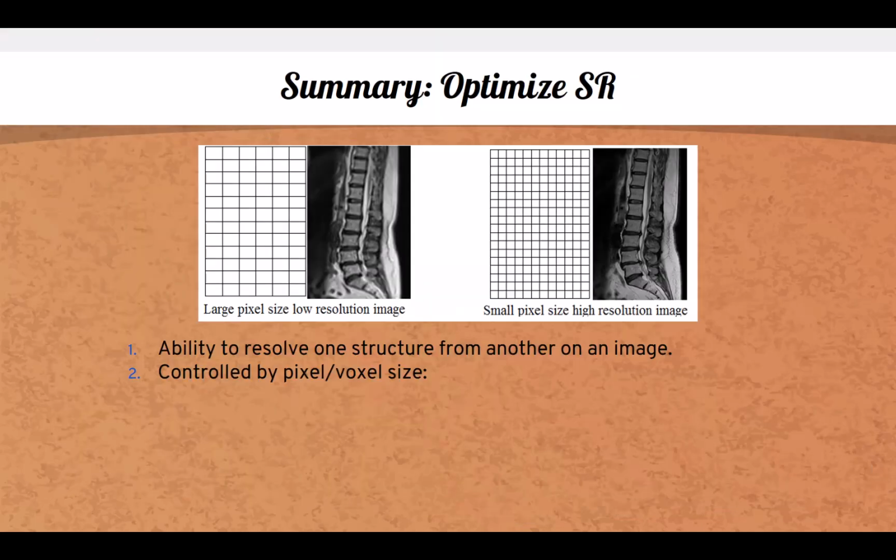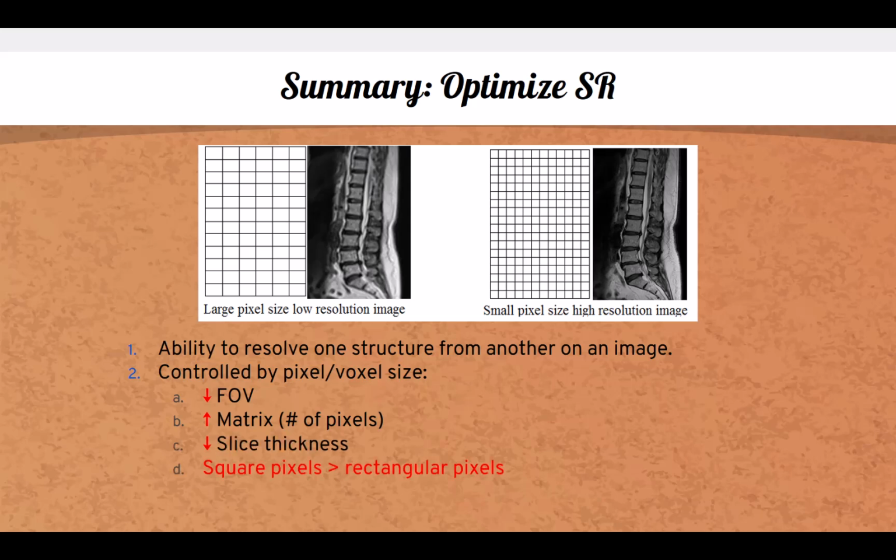So in summary, to optimize spatial resolution, you decrease the field of view, you increase your matrix using a fine matrix, decrease slice thickness, use square pixels over rectangular pixels, and utilize a rectangular field of view whenever possible, like when scanning long bones or the lumbar spine.